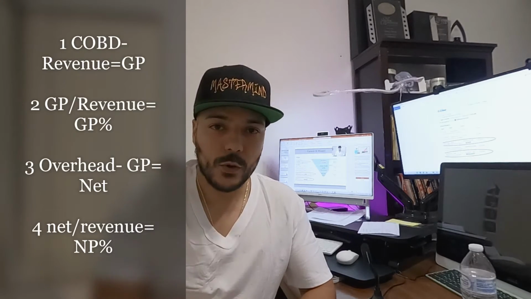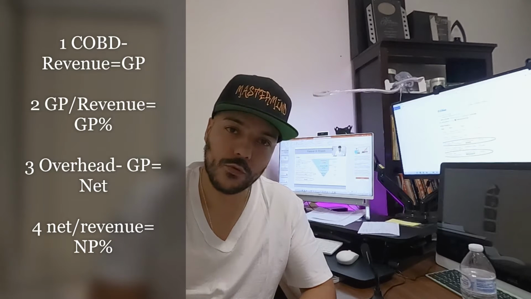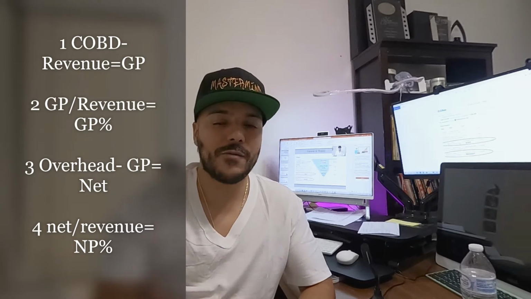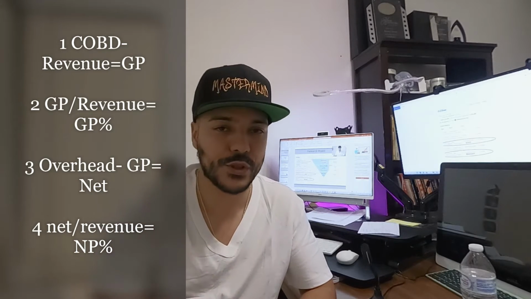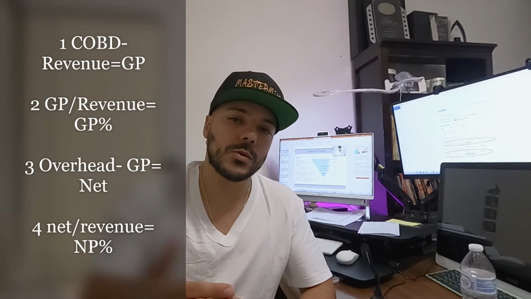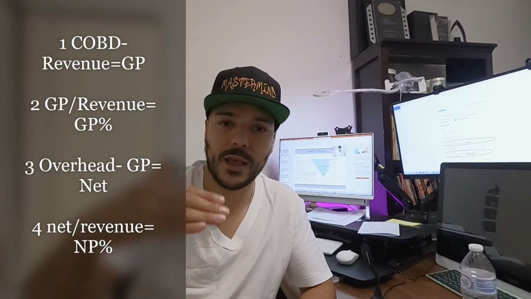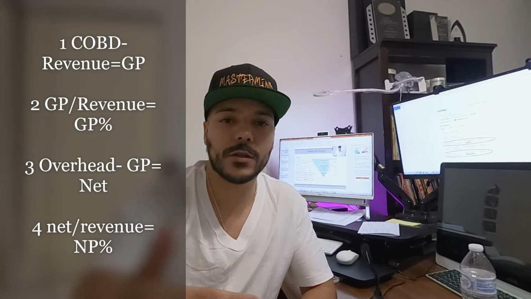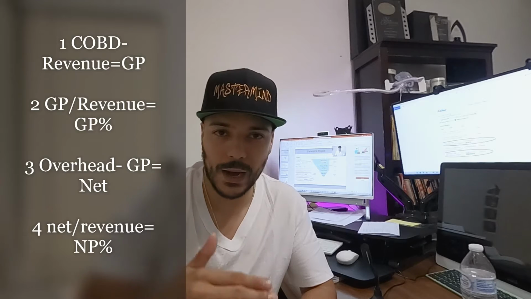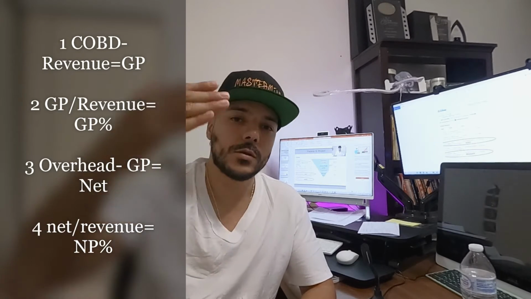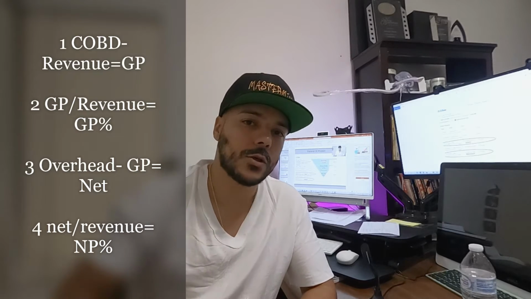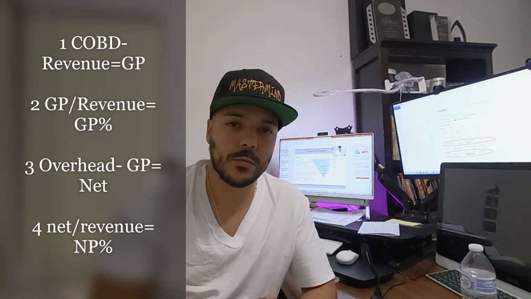Just to recap, we'll take a cost of doing business, subtract that from our revenue. That's going to give us our gross profit. Once you have that number, the gross profit, you're going to divide that by the revenue. That's going to give you a gross profit percentage. Then what you want to do is take your overhead, subtract that from your gross profits. That's going to give you your net, your bottom line. Once you have that net, you divide that by your revenue. That's going to get you your net profit percentage. So that's how we came to these numbers here.